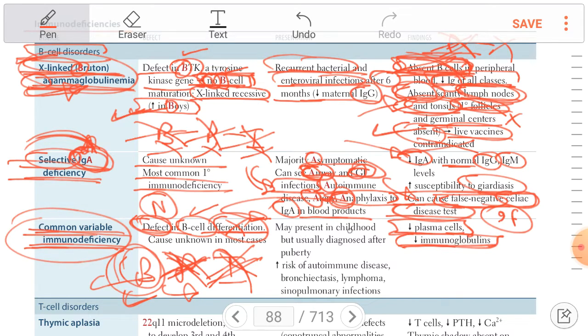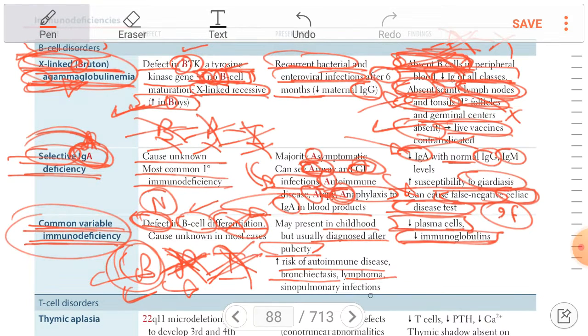Plus it may present in childhood, but is usually diagnosed after puberty. There is increased risk of autoimmune disease, bronchiectasis, lymphoma, and sinopulmonary infection.